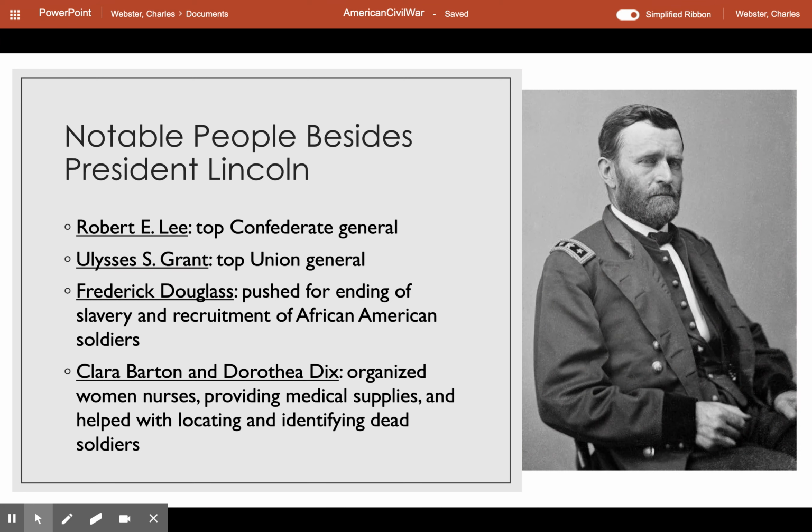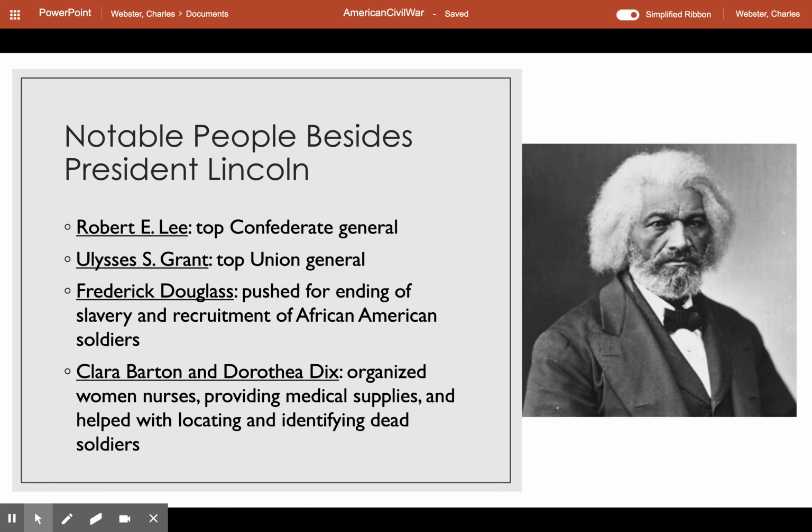And then you had Ulysses S. Grant. He's this guy right here. He was the top Union general, and he would later be president of the United States. He led the Union Army that kind of turned the tide and helped to win the war for the United States.